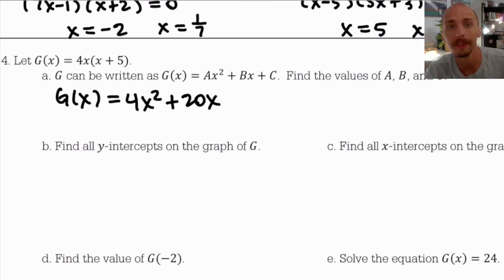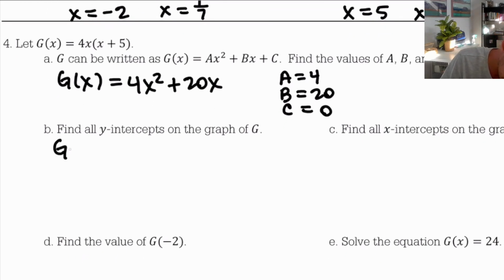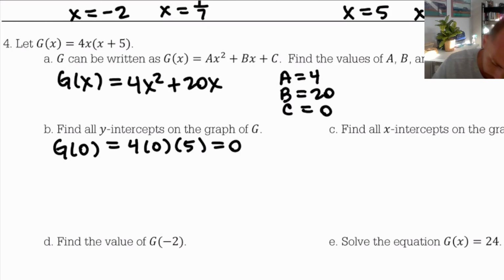I'm not going to have anything else. The number of x squareds is 4. The number of x's is 20. And the number of numbers on the outside, well, there's no number outside the x's, so that'll just be 0. Y-intercept on the graph of g, that's the value of g of 0. So I would just say that's 4 times 0 plus 5, and that's 0.